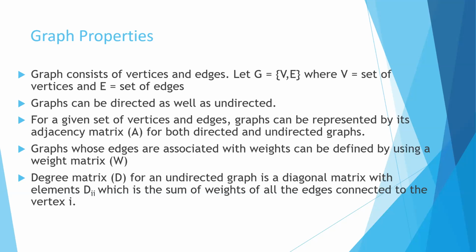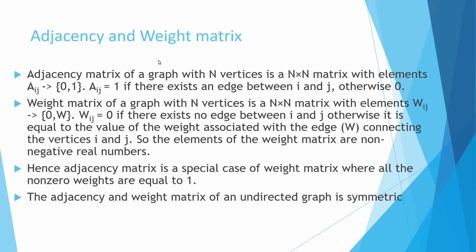The degree matrix of an undirected graph is a diagonal matrix with elements d_ii, which is the sum of the weights of all the edges connected to the vertex i. An adjacency matrix is a matrix that has elements of only 0 and 1. So if we have two vertices and there's an edge connecting them, then the element of the adjacency matrix will be 1. Otherwise, if there are no edges connecting the vertices, then it's 0.